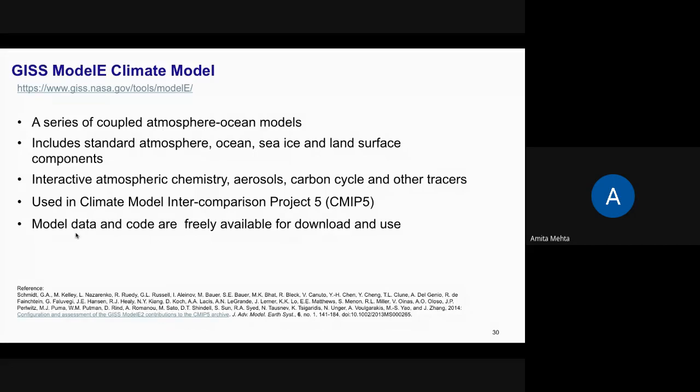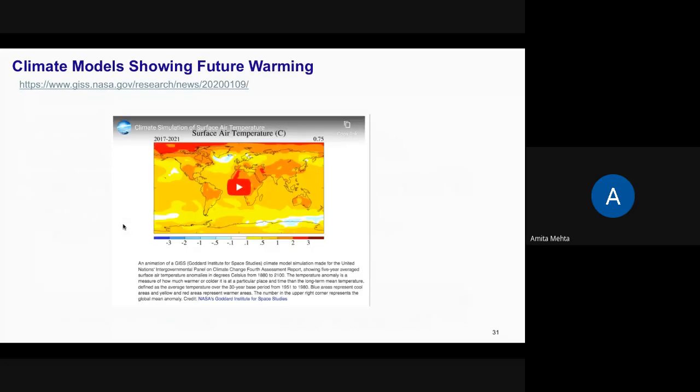Also important to note here is that data from GISS Model E are available. Also, model code is available. It's free. There is a little bit of a learning curve, but you can download the code if you are interested in running this model or implementing it in some way. Okay.